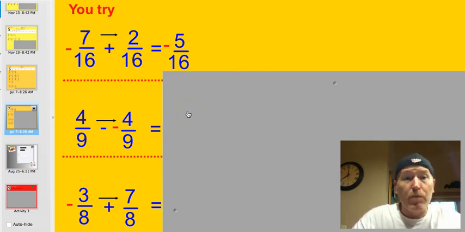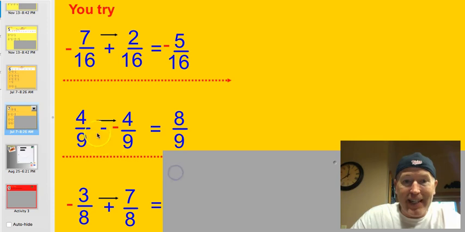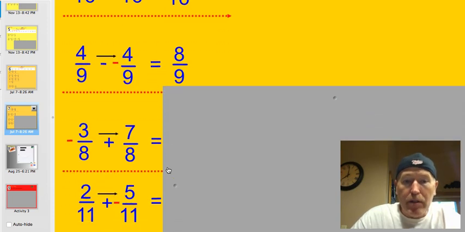All right, this next one is kind of tricky. What do you think? Do you remember when we talked about negative numbers? Subtracting a negative is the same as adding. So this one actually is 8/9 because these become positives. 4/9 minus a negative is really the same as 4/9 plus 4/9, which is 8/9.